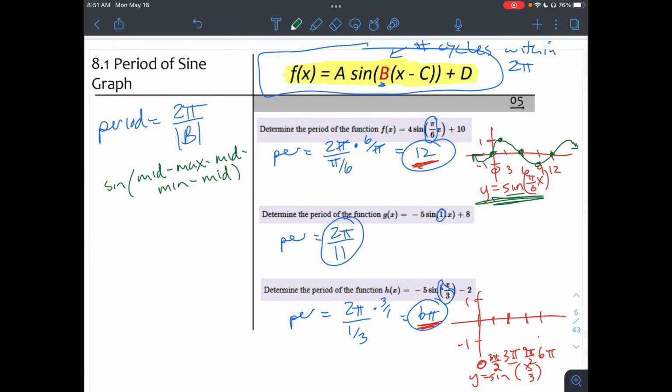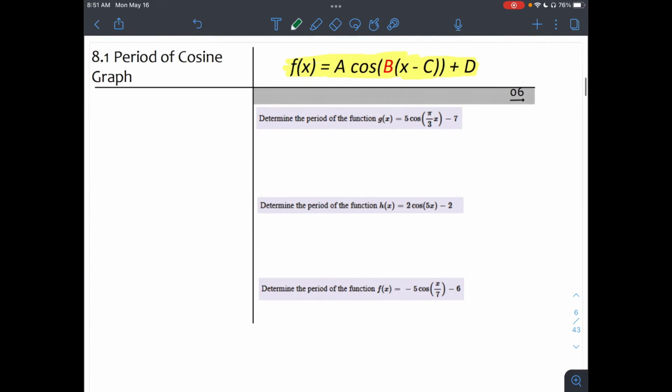And once we have our critical points, again, our sine goes from midline to maximum to midline to minimum to midline. And so here is one period of that graph. You can continue it as well. And that would be how we use the period in order to sketch graphs for sines. And we're going to do the same thing here with the cosine.